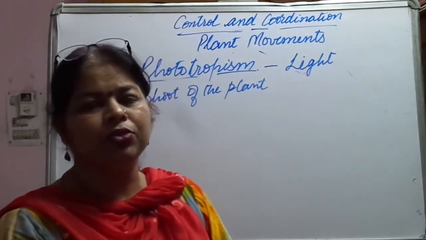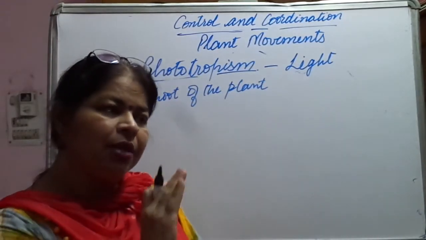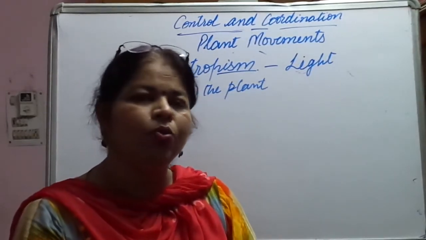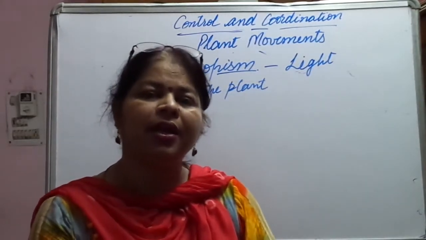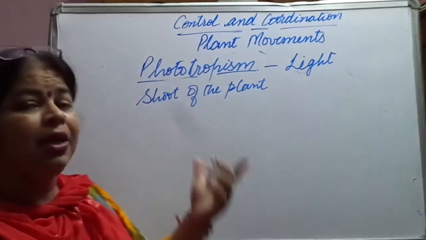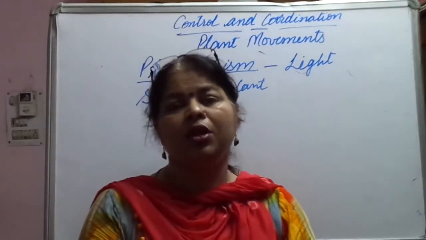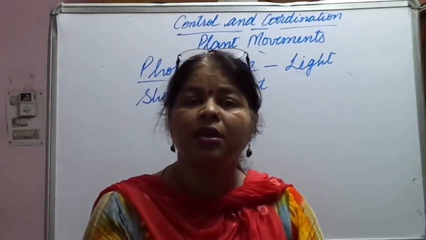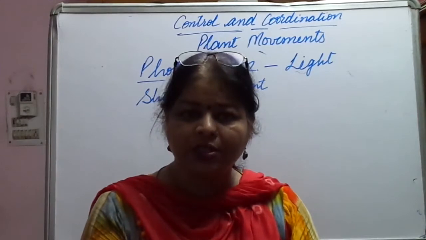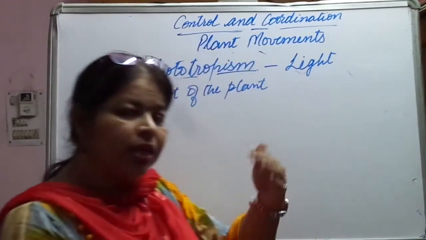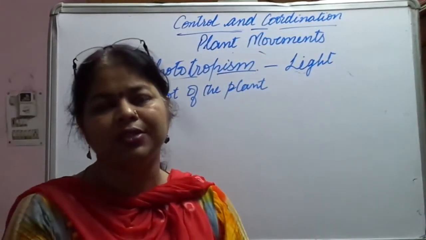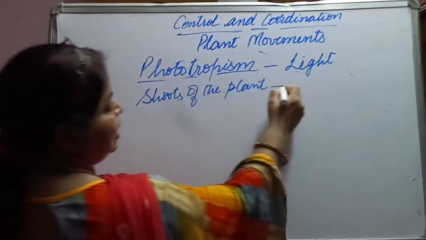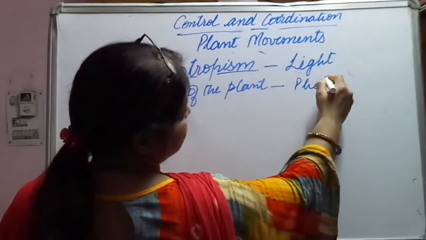So what are we going to see? We will see that the plant shoot bends towards the light. Okay, what does it mean? It means that the shoot of the plant is dependent on light. Light is acting like a stimulus towards which the shoot has responded by bending towards it. So shoots of the plant are phototropic.